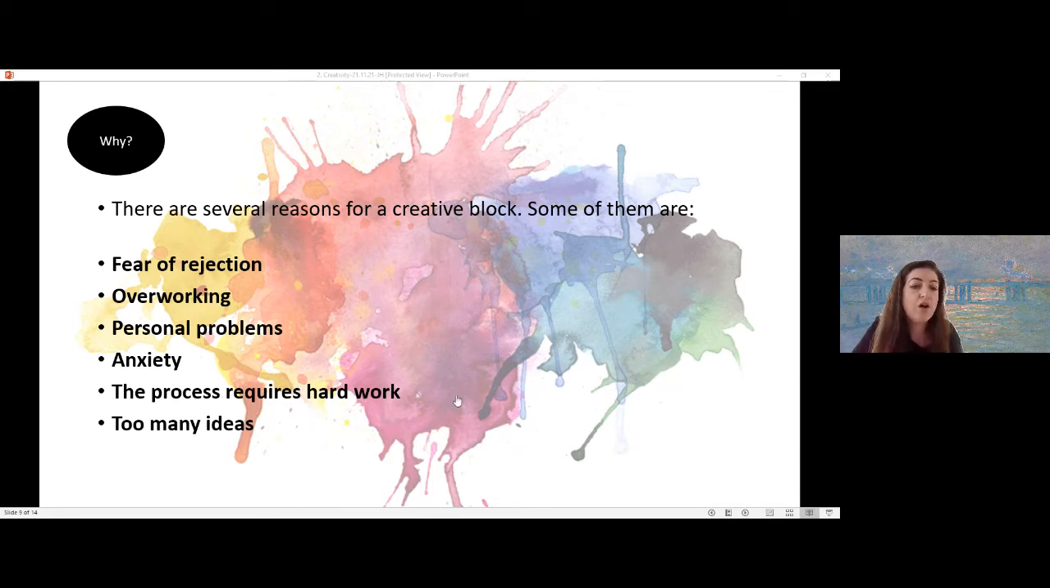The next one is overworking. Maybe your creativity has been pushed into so many things, or been overused, and you've been overworked and you're really tired. Perhaps personal problems, there are other things that are distracting you, maybe anxiety. Another one that I find happens most of the time is the process requires hard work. And, you know, I go into creating my piece and then I'm like, this is actually really difficult to actually implement. And that's where I might experience a creative block. Or sometimes I have too many ideas and I don't know which one to go with. Next slide, please, Marlene.